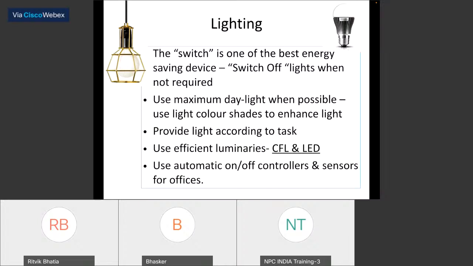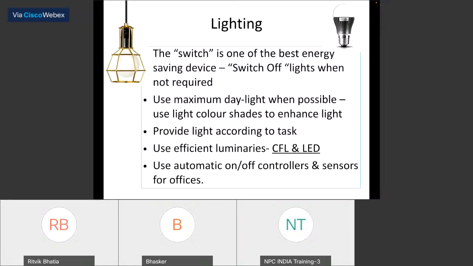I have seen many people using curtains in the house and keeping the light on, and they are not allowing the outside light to come inside the homes. So please see that it is avoided. Provide the light according to the task. Use efficient luminaires for CFL or LED, and use automatic on-off controls and sensors in the office.